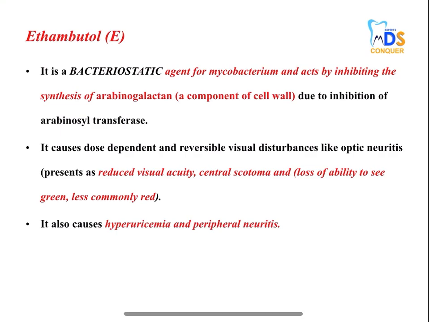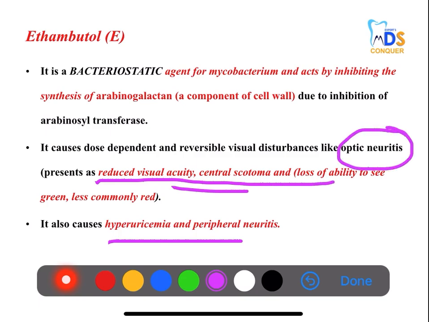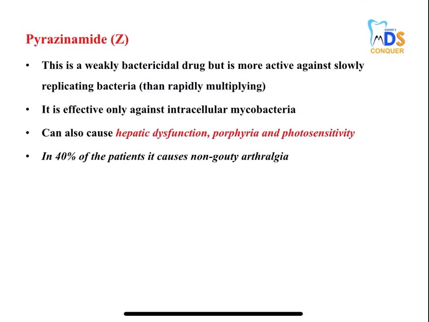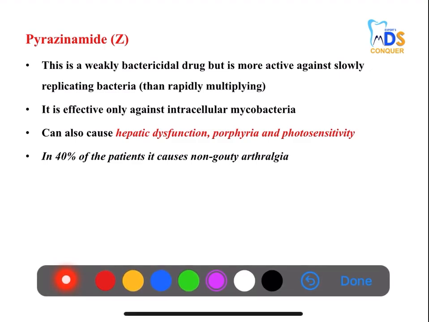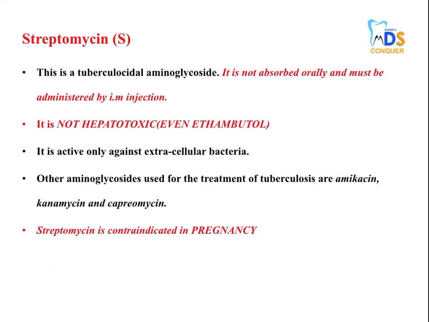Next, ethambutol. It is a bacteriostatic agent, bacteriostatic, underline. It is related to reduced visual acuity, so related to the eyes, and it can also cause hyperuricemia and peripheral neuritis, but very important is the optic neuritis, which presents with reduced visual acuity. And pyrazinamide is a weak bactericidal, effective only against intracellular mycobacterium, and can cause hepatic dysfunction, porphyria and photosensitivity. Streptomycin is not hepatotoxic.